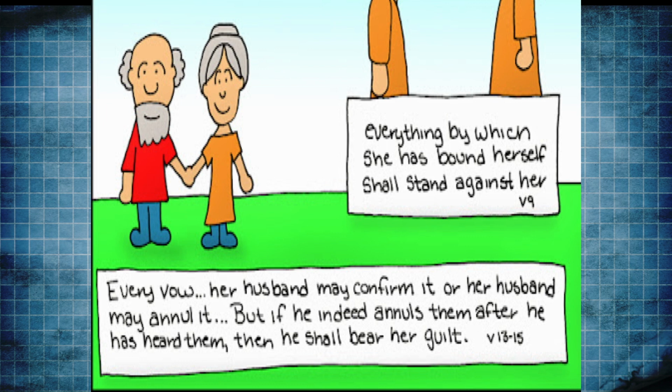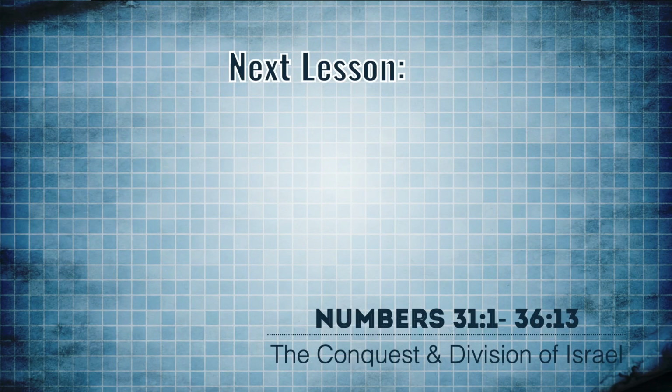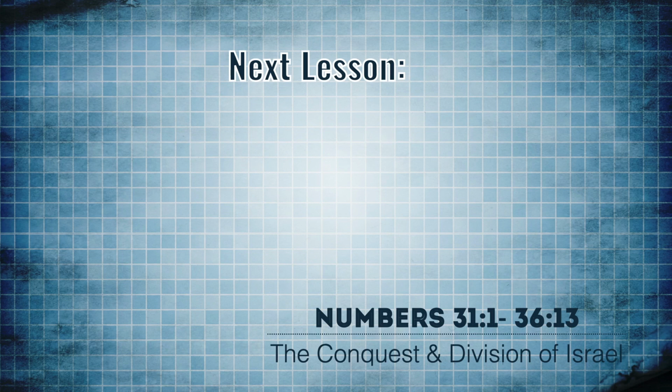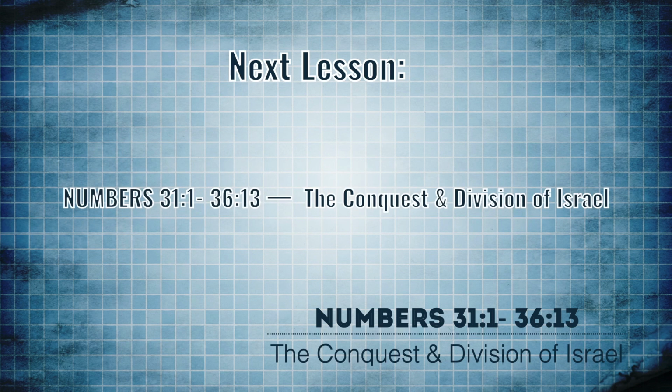And so the husband is going to have to be the guarantor of the woman's vows, since the woman really didn't have any place as such in society. That's what it goes to. This is the vow of a married woman, how it goes, and basically says if he hears her and doesn't say anything, she's got to honor that vow. If he hears her and he opposes it, our next lesson, this will be our last lesson in this series, and it's going to be Numbers chapter 31 through 36:13.